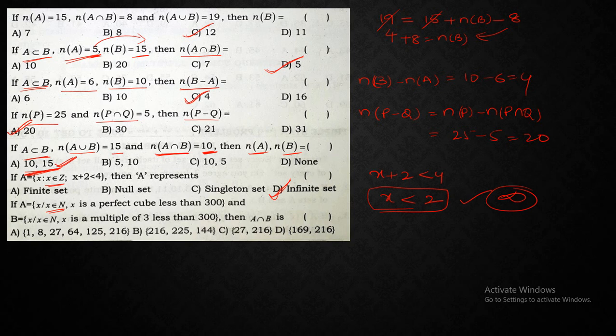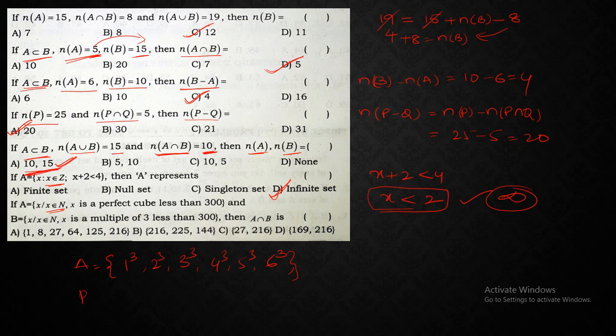Next, x such that x belongs to natural numbers, x is a perfect cube less than 300. So from this what can we say? Set A is 1 cube, 2 cube, 3 cube, 4 cube, 5 cube. What is 6 cube? 216. 7 cube is 343, so it is crossing.